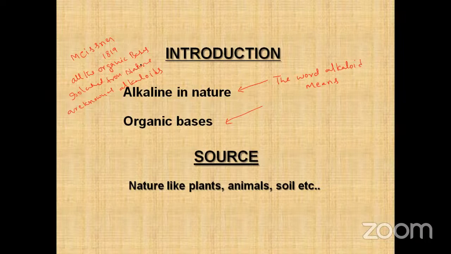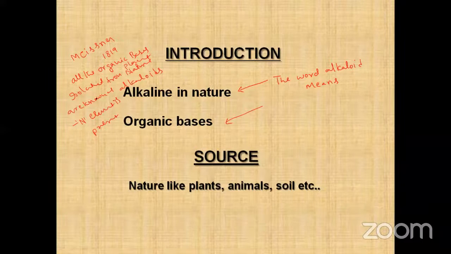Whenever we are isolating these compounds from plants, the alkaloids must have nitrogen as one of the elements. Nitrogen is present in that molecule. That is, according to Meissner, all organic bases isolated from plants which contain nitrogen as one of the elements along with carbon, hydrogen, and oxygen are named alkaloids.